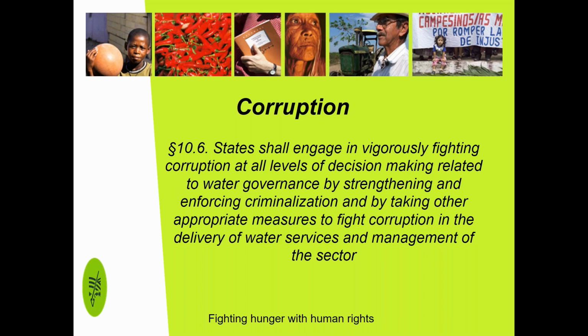As I mentioned before, we have an issue of corruption in Africa, and this is why these guidelines have taken it into consideration to put this paragraph on corruption there. So this is what I was trying to share with you, the content in these guidelines.